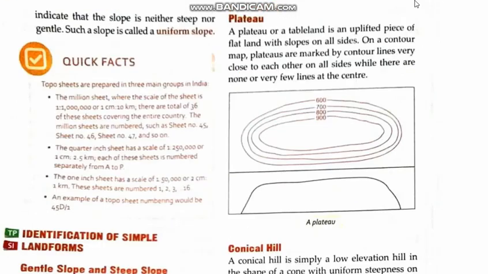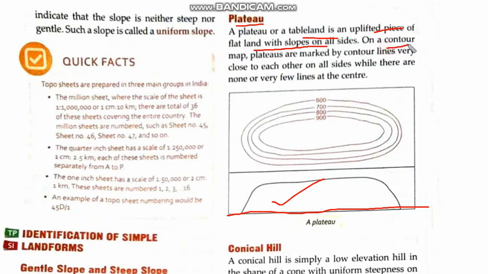Now, plateau. So we all know what a plateau is. Plateau is like this, as we can see. And how can we identify a plateau? A plateau or a tableland is like a table, as you can also see. It is an uplifted piece of flat land with slopes on all sides. So that is the definition of a plateau.